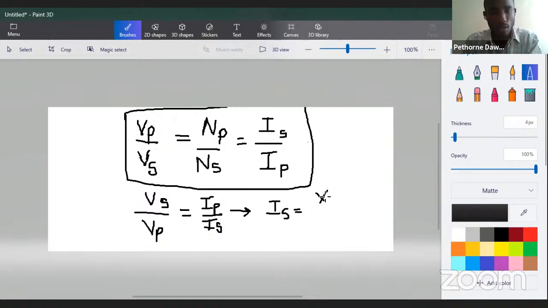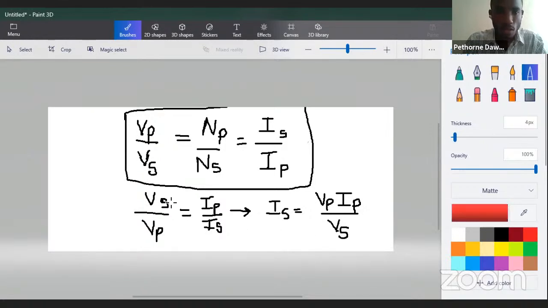Or would it work that way? No, you'd have to invert. Let me do it properly. So that would be Vp, Ip, and that's multiplied over Vs. If you do the transposition correctly, you will see this.